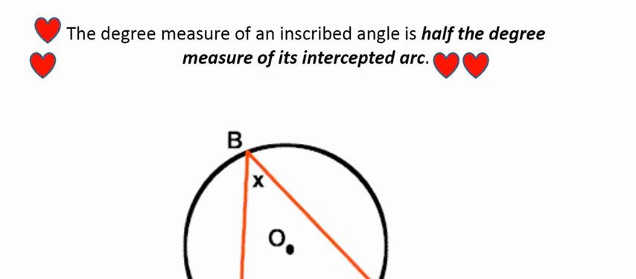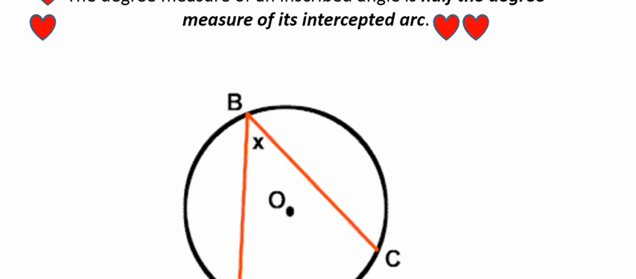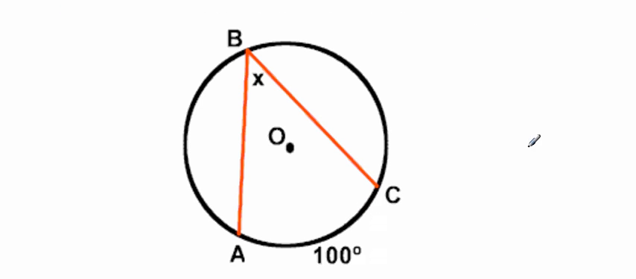All right, the second big rule that you need to take away with you from this video is that the degree measure of any inscribed angle is exactly half of the degree measure of its intercepted arc. So when looking at this picture here, the intercepted arc is arc AC. It has a degree measure of 100 degrees. Because this vertex is on the circle and it's an inscribed angle, its degree measure is going to be half of that 100, or exactly 50 degrees.